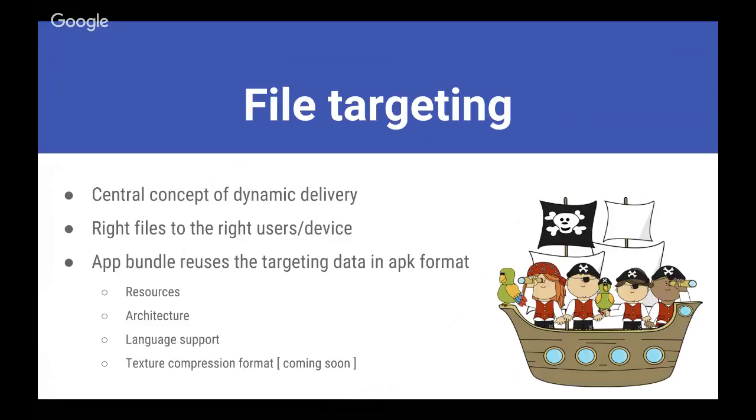Now, app bundle reuses the targeting information to generate an APK which contains the right resources, the right architecture files, and the right language support. By making the APKs have only the files that will ever get used on that device, you are completely reducing the size of the APK. We are also going to add texture compression format later this year. At the moment, we are not removing files based on texture format, but that's something that we are going to add in the future.